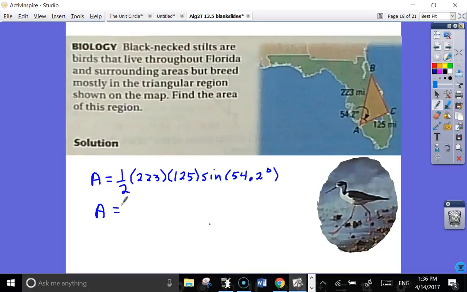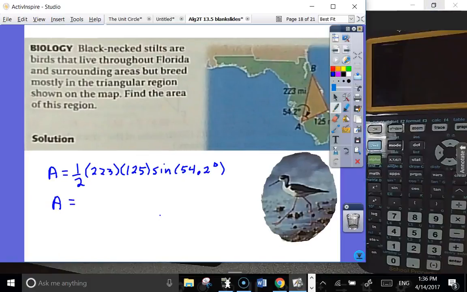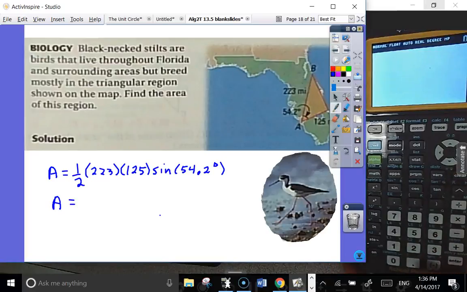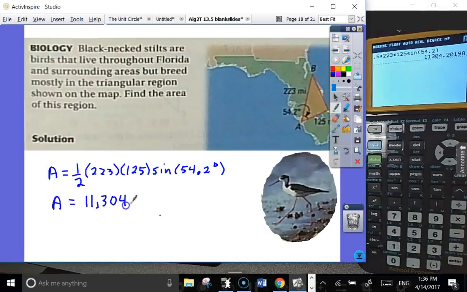So area equals, and we can put this in our calculator: .5 times 223 times 125 times sine 54.2. 11,304.2. And what was that in miles? Miles, so that's miles squared. So it's a fairly easy formula to use.